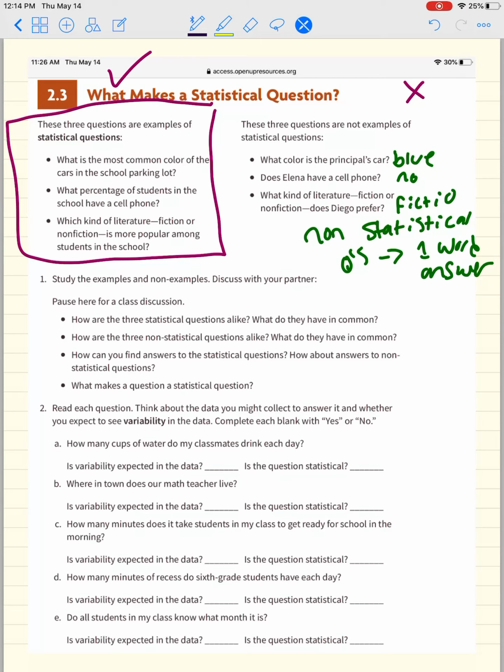How are the three non-statistical questions alike? What do they have in common? Okay, well, we went through that. They all are giving us answers that are one word, right? So you cannot graph those answers. You're going to ask the question and then you're going to be done. How can you find the answers to statistical questions? How about answers to non-statistical questions? Well, in both cases, you would go around collecting data, asking people things.